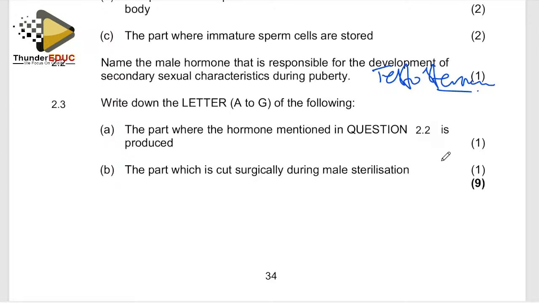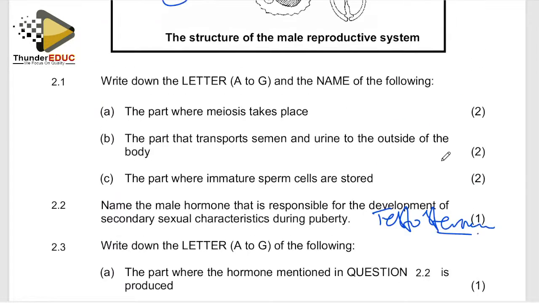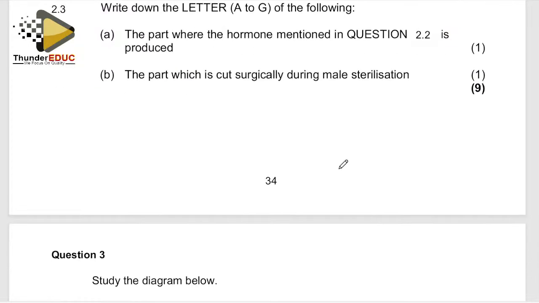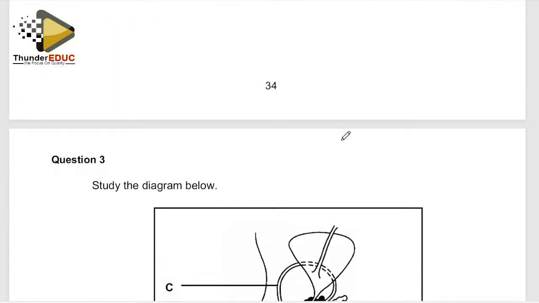The part where it is surgically cut during male sterilization. The testes produce testosterone. Remember, seminiferous tubes are found in the testis. So testis are automatically the ones which produce. So you expect the sperms to be produced from where? The testes are the ones which make the man to be a man. So we are done with that.